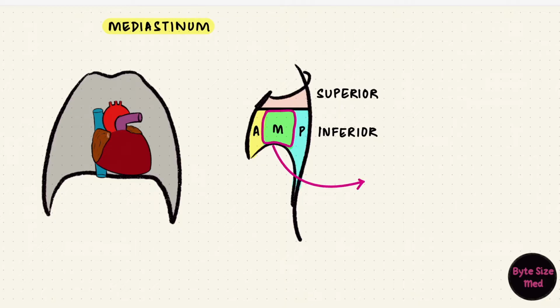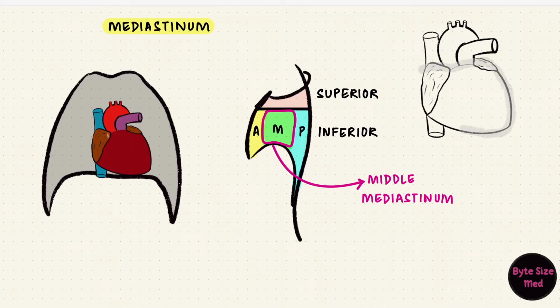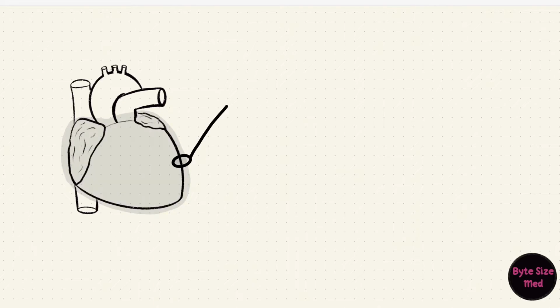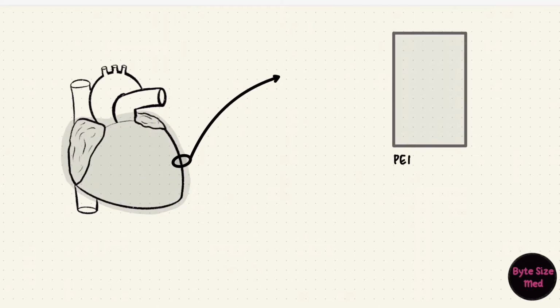The boundaries of the middle mediastinum are formed by the pericardial sac. This is the sac that surrounds the heart, so the heart along with the pericardium are in the middle mediastinum. The pericardium is the outer covering of the heart, and it has two layers, the fibrous pericardium and the serous pericardium. The fibrous pericardium is the connective tissue on the outside, and the serous pericardium is on the inside.